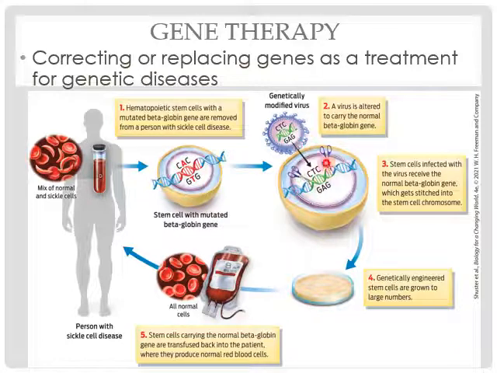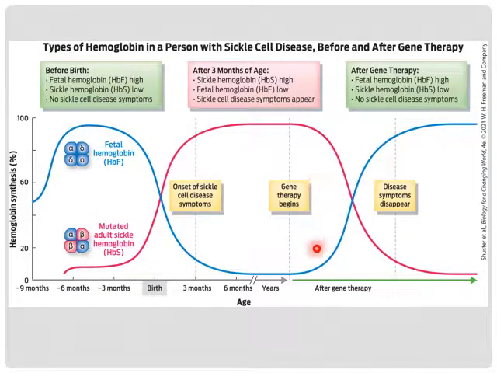And what they're doing is they're actually injecting a virus that has been altered to carry the normal beta globin gene. So when the stem cells are infected with this virus, they receive that normal beta globin gene, and it's getting stitched into the stem cell chromosome. We're going to grow a ton of them, and then we're basically going to put them back into the patient where they're going to be able to produce normal red blood cells. So that is one version of gene therapy that we're seeing.